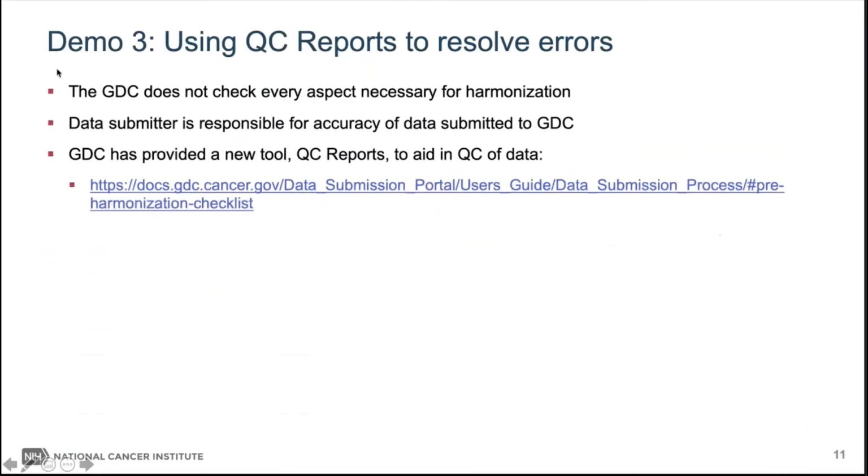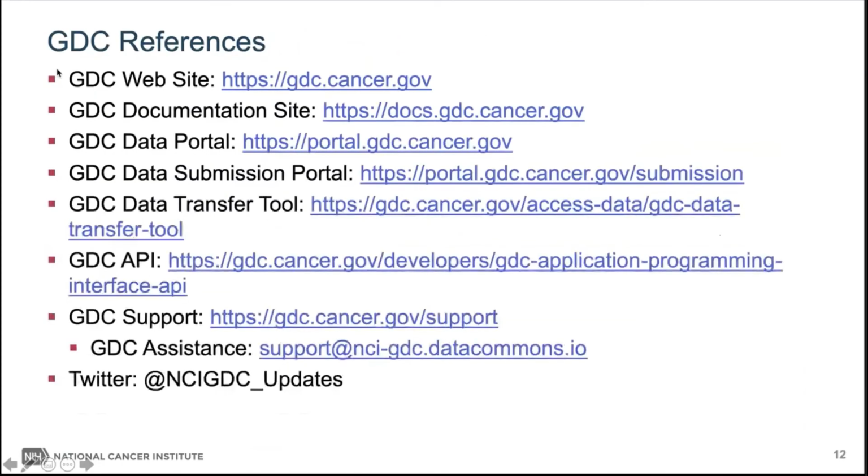So that's it for the QC reports, and that's the end of this demonstration. Here are some useful links for more information. The ones I'd like to point out are the documentation website, which has lots of information about how to use every feature of the GDC, the submission portal to do everything we did today, the GDC data transfer tool, which can be downloaded at this web address, and the support email down here.